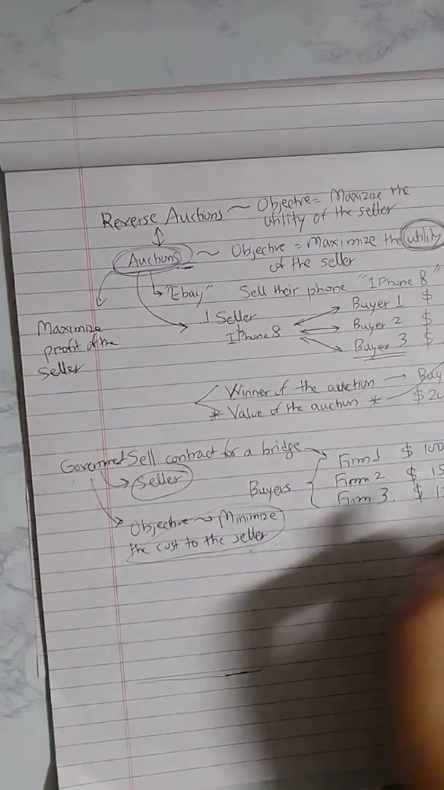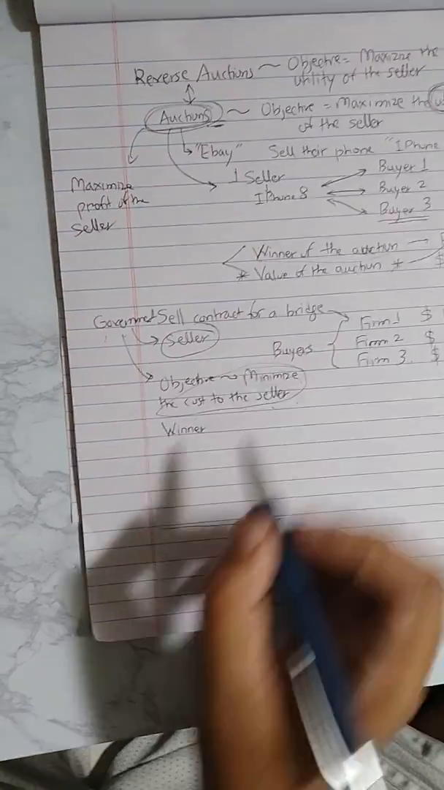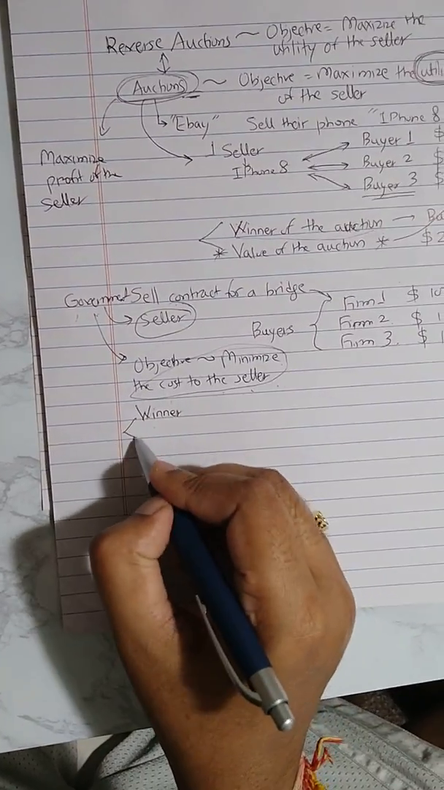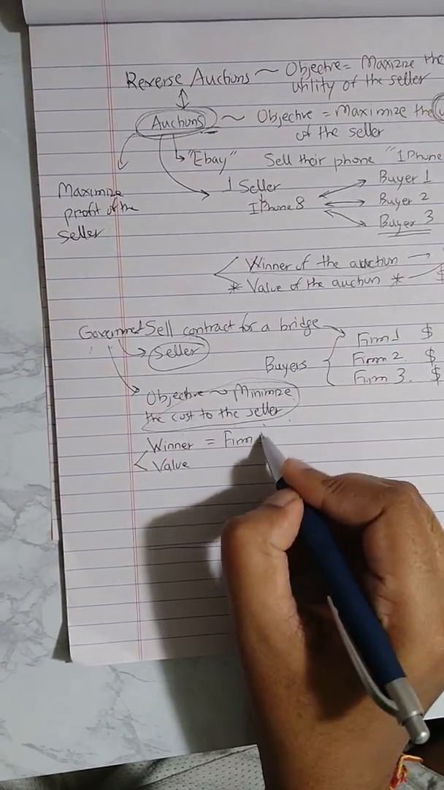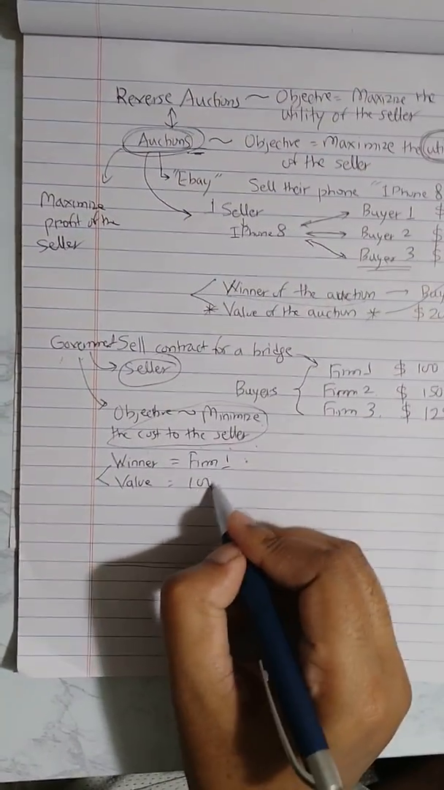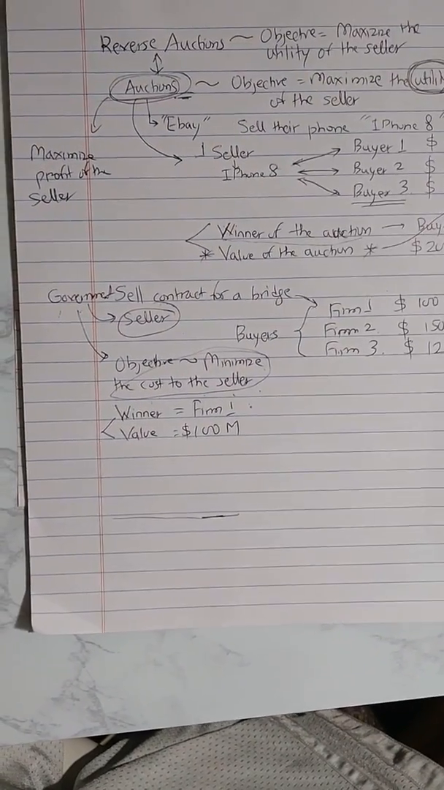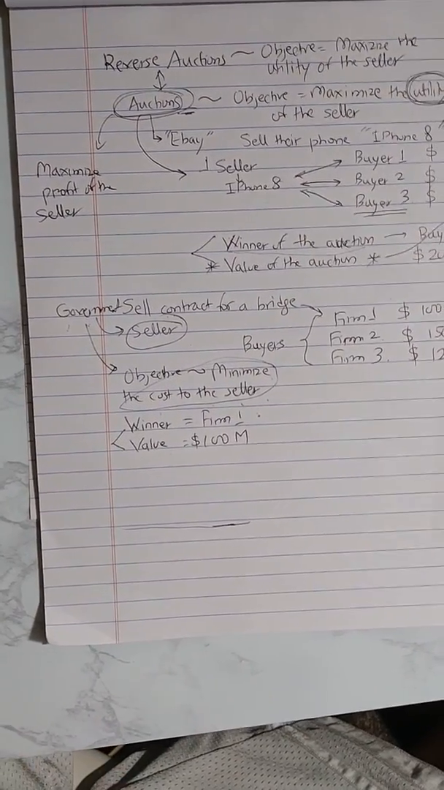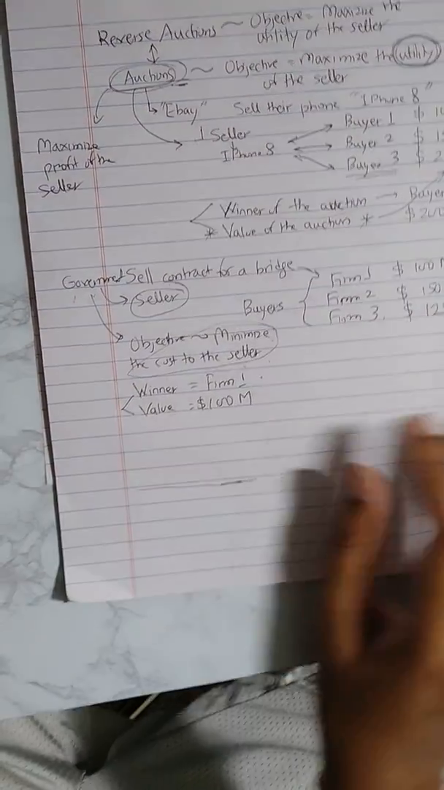So in this case, the winning bid, again, let's come back to the mechanism of the auction. We are interested in finding out two different things: who is the winner of the auction and what is the value of the auction. In this case, we know that the winner is firm 1 because they submitted the lowest bid, and the value of that bid is the value of the auction, which is $100 million. So this is the difference between reverse auctions and auctions, and we'll talk about a concrete example of reverse auctions in the next video.